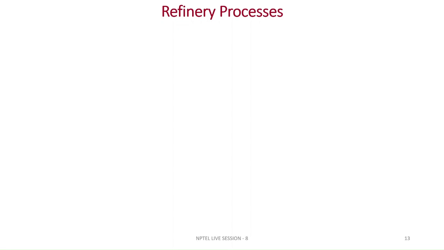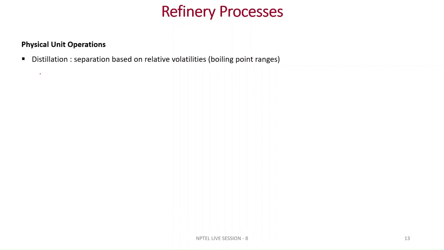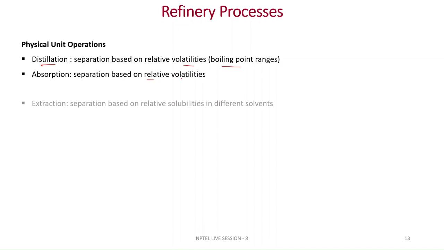Now we have discussed the characteristics of crude oil. Now we will move forward to the refinery processes. In a brief introduction, refinery processes have physical unit operations and chemical unit operations. First physical unit operation is distillation. We use atmospheric distillation as well as vacuum distillation. These are separations based on relative volatilities or boiling point ranges. Then absorption, separation based on relative volatilities.